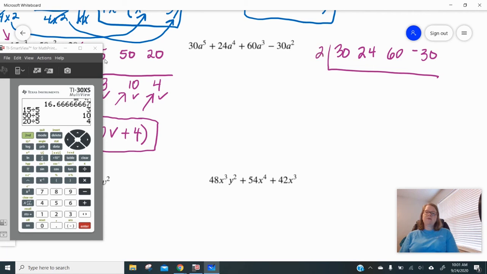So I know they'll divide by 2. 30 divided by 2 is 15. 24 divided by 2 is 12. 60 divided by 2 is 30. Negative 30 divided by 2 is negative 15.